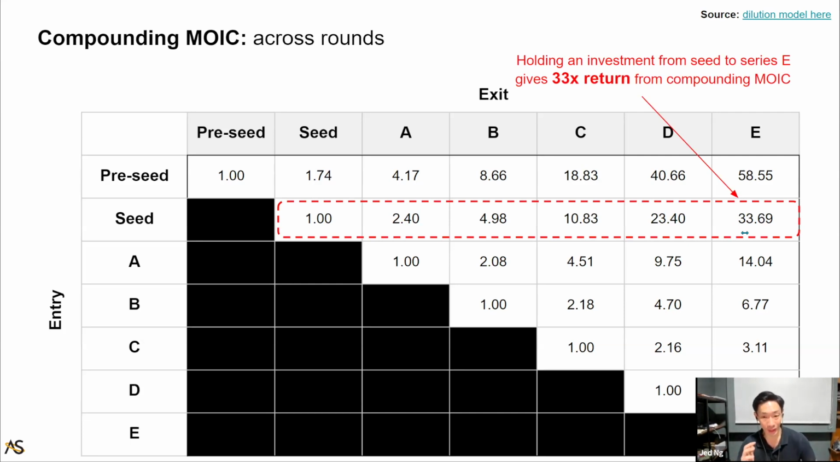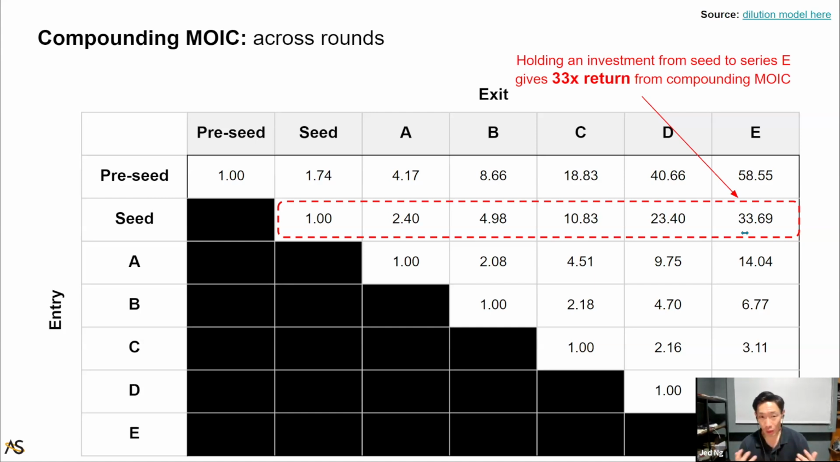Okay, so the point here is to illustrate that by holding your investment across multiple rounds, that compounding effect actually starts to stack up. And this is where you start to see large numbers. So the earlier that you invest, that compounding effect should grow, right? And so this is kind of like the compensation for angel investors for investing at an earlier stage, for taking on that additional risk.